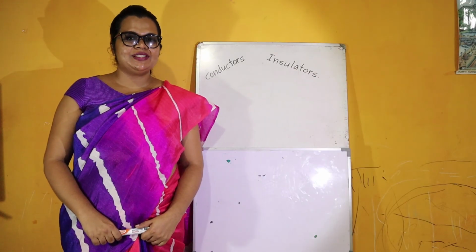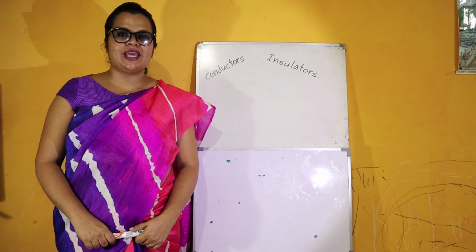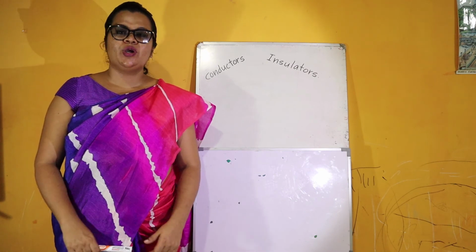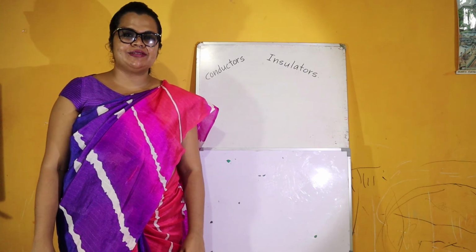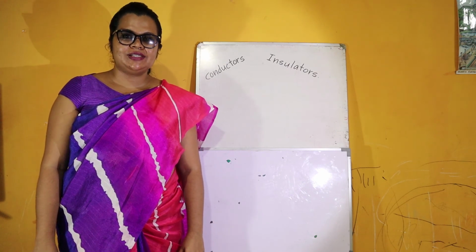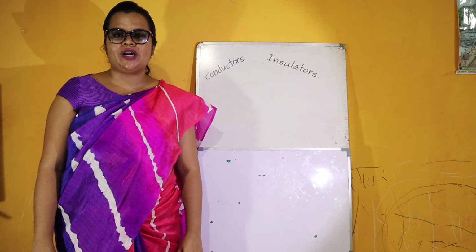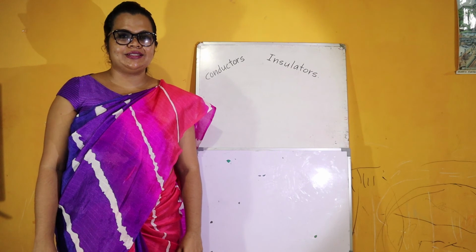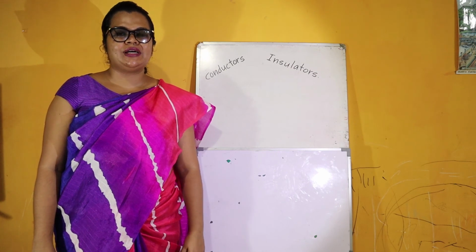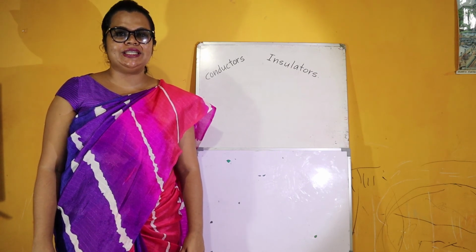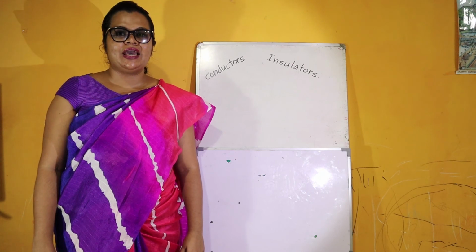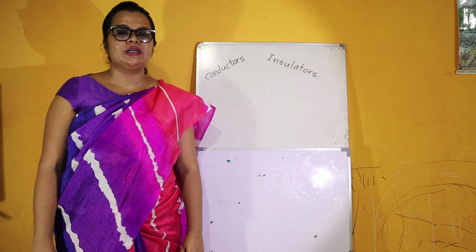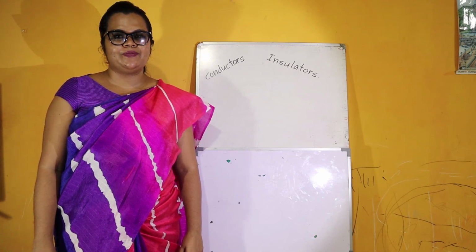I think the previous activity helped you to understand conductors and insulators of electricity. What are these conductors of electricity? Substances that allow electric current to pass through are known as conductors. Almost all the metals are conductors. For example, iron, copper and nickel are some conductors. As metals conduct electricity, we use these metals to construct electric wires.